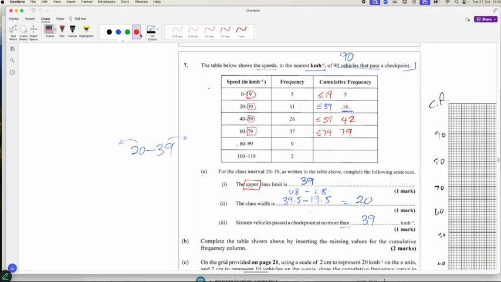And so to finish the table, the 79 plus 9 will be 88 over here. So 88 people doing less than 99. And then 88 plus 2 gives me my 90. And those are all of the people, all 90 people are doing less than 119 kilometers. So everybody is doing less than 119.